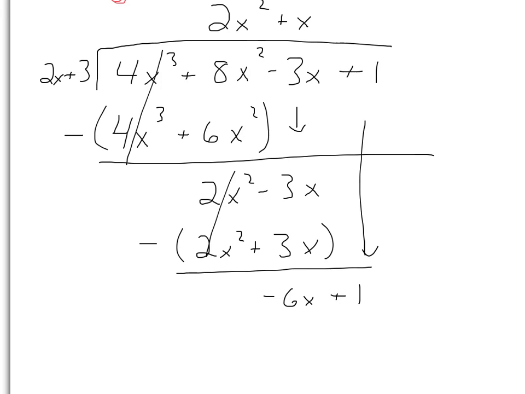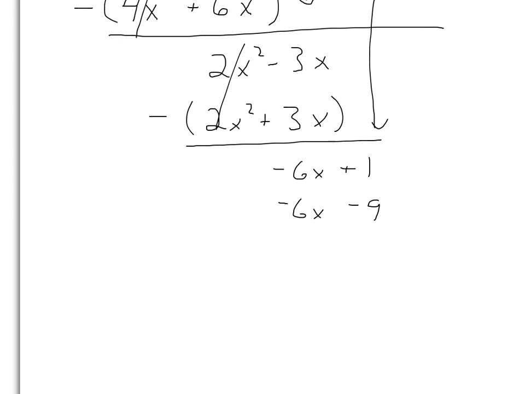How many times does 2x go into negative 6x? It goes in minus 3 times. So minus 3 times 2, minus 6x. Minus 3 times 3, that's minus 9. So subtract that whole thing. This is gone. 1 minus negative 9, 1 plus positive 9. So the remainder is 10.